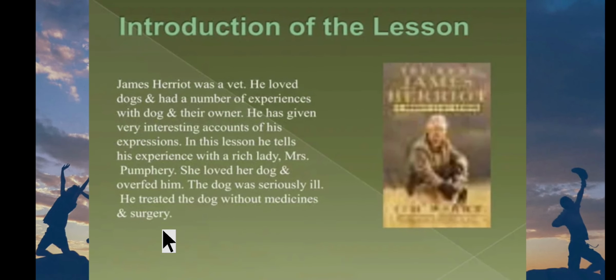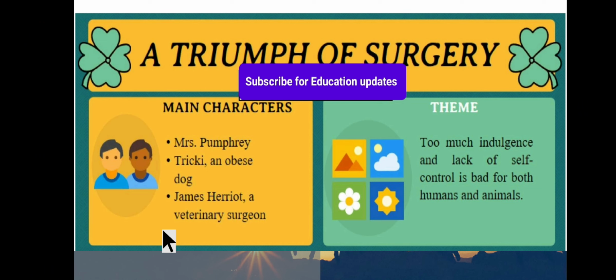So this is the backdrop of the lesson, and with this introduction, let's move on to the different characters and theme. With regard to the characters, as we discussed earlier: Mrs. Pumphrey, Tricky, an obese dog, meaning fat dog, and James Herriot, a veterinary surgeon. Regarding the theme of the lesson: too much indulgence and lack of self-control is bad for both humans and animals. This is the main theme of the lesson, A Triumph of Surgery.